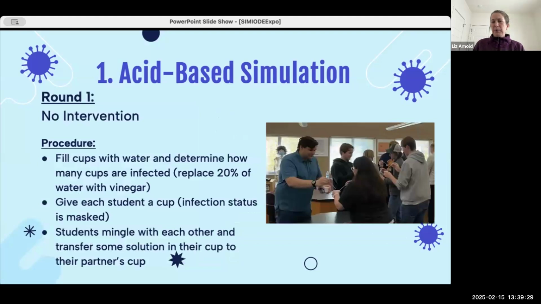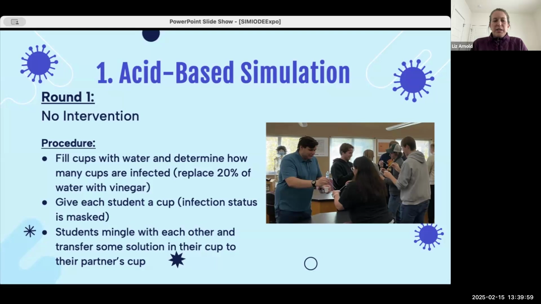And so here is round 1. We consider round 1 of this simulation as having no intervention. What we do as instructors, and I'm just going to hypothetically say we have 30 students in our class, is we get 30 clear plastic cups and fill them up with water. And then we determine how many of those cups we want to become infected. And what we do is we replace about 20% of the water in those cups with vinegar. So vinegar is going to be the infection.